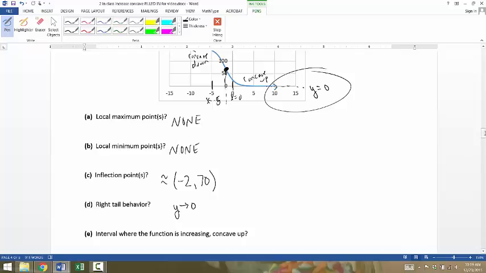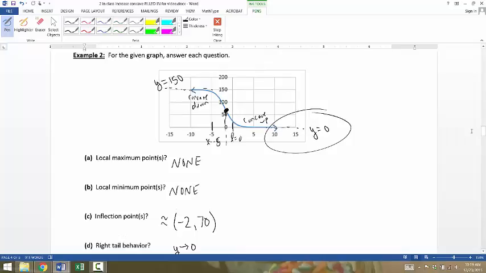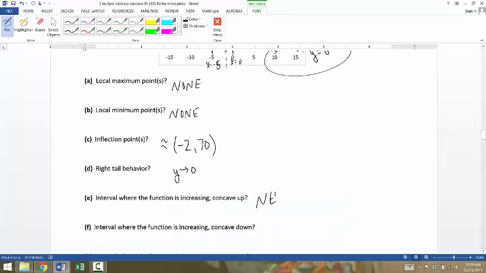What interval is the function increasing concave up? Well, never. This graph is decreasing everywhere. As you travel left to right, it's decreasing. So it's never increasing concave up. Where is the function increasing concave down? Again, it's never increasing.